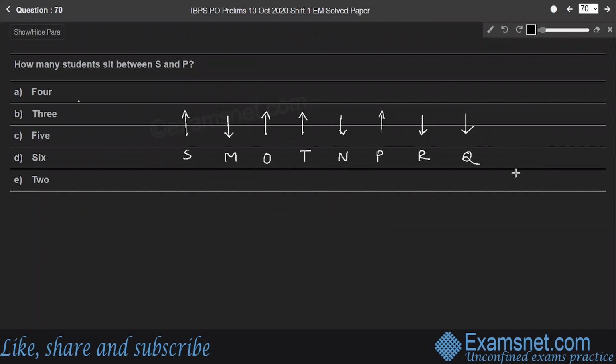Question 70. How many students sit between S and P? Between S and P, there are 4 students, right? Therefore, option A is the right answer.